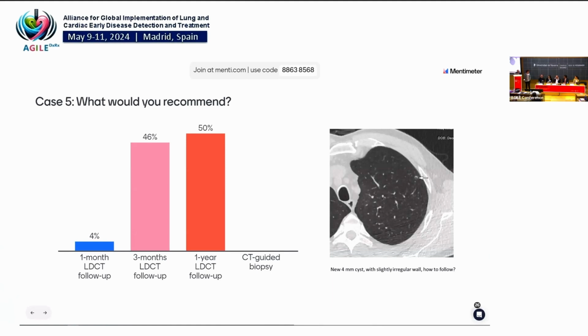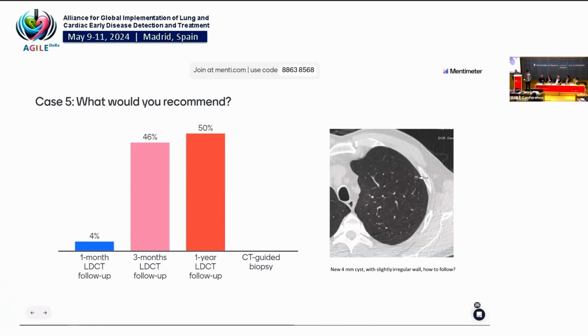3 months. No, I would call this a Cheerio sign. This is a Cheerio sign in imaging. Cheerio, yes, like the cereal. So why 3 months? It's new. It's a new lesion. So what do you think it is?